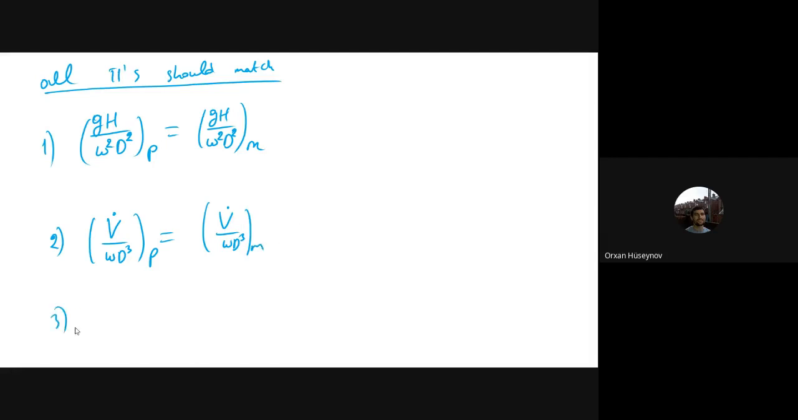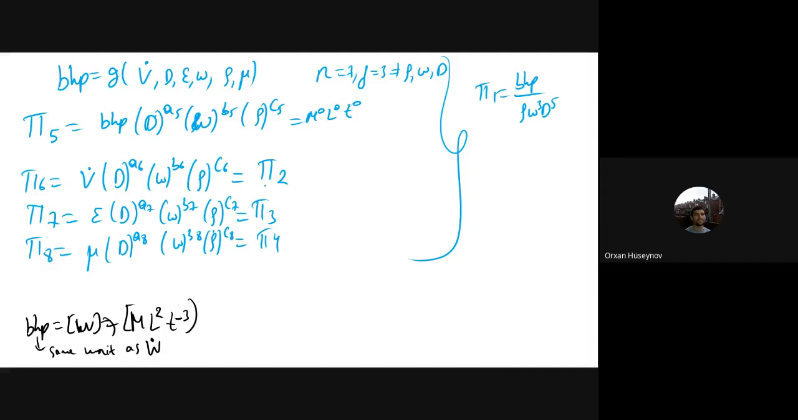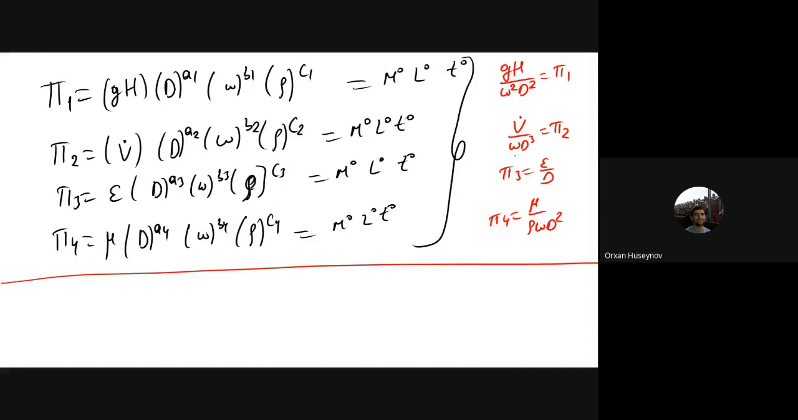And the third one, you will have BHP divided by rho omega to the power of 3 and diameter to the power of 5 for the prototype, which should be equal to BHP divided by rho omega cubed diameter to the power of 5 for the model. But for pumps, which you will see in turbomachinery class, this pi 3 and this one and that one don't play any role in similarity.